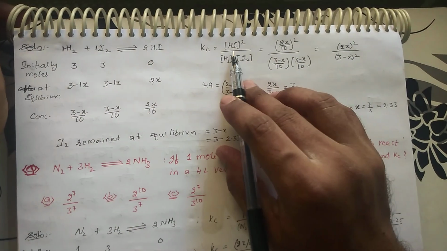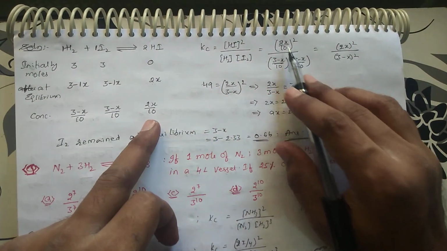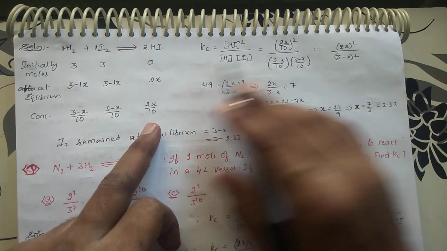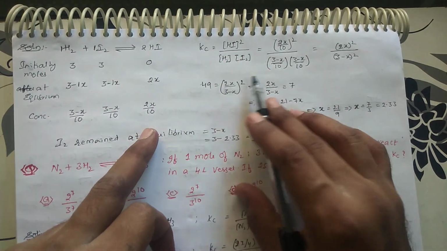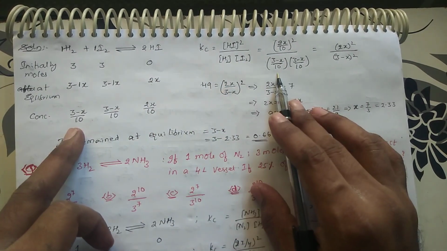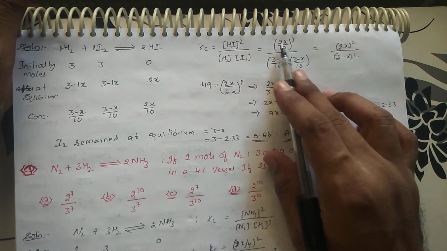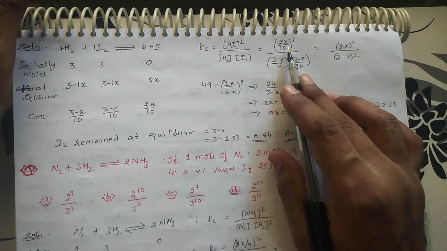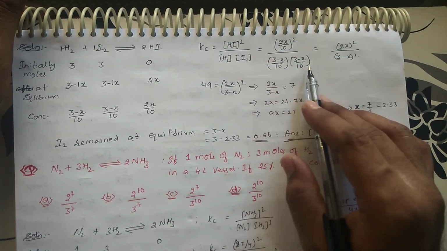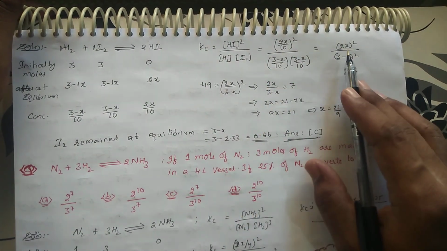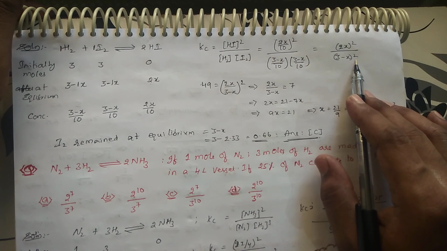So what you are taking, Hi. Hi is how much? (2x/10) whole squared, because this one is Hi squared, right? H2, what is this? (3 minus x)/10. I2, (3 minus x)/10. Solve this, so that 10, you will be getting (2x) whole squared by 10 squared. 10 squared means here 10 into 10, here also 10 into 10. So these two will be cancelled with 10 squared. So (2x) whole squared by (3 minus x) whole squared.